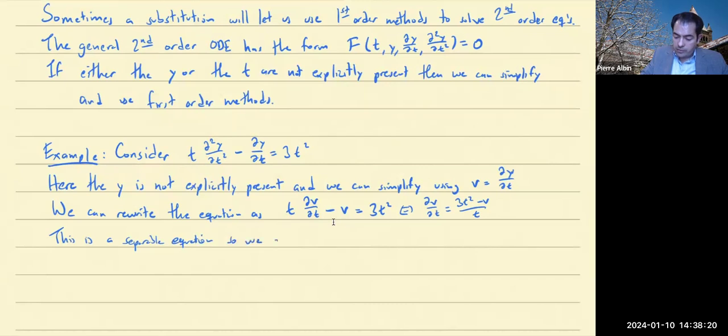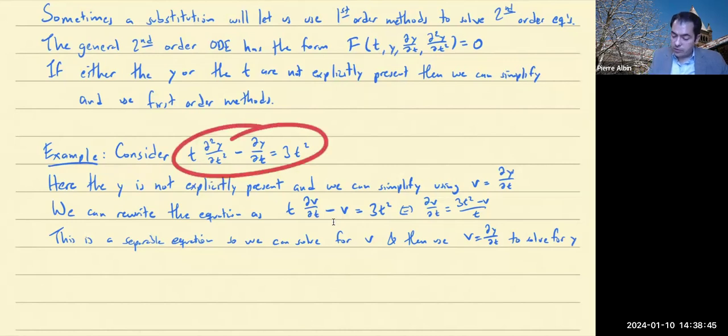So we can solve for the function v, and then use that v is equal to the derivative of y with respect to t to solve for y, right? So perfect. In this case, for this equation, we'd be able to find y by doing these two steps.